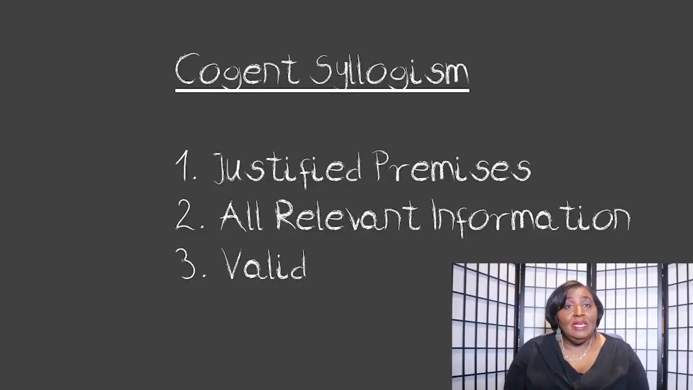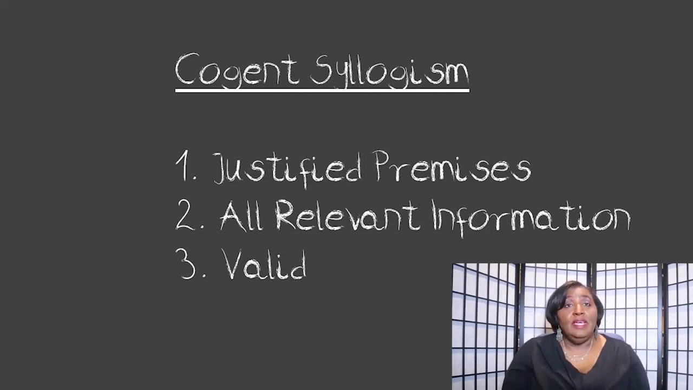The cogent syllogism has three basic rules according to Howard Kahane's Logic in Contemporary Rhetoric, the use of reason in everyday life. 1. It must have justified premises. A premise is like a statement of fact. It doesn't need to be proven because it's self-evident or it has already been proven by another argument.